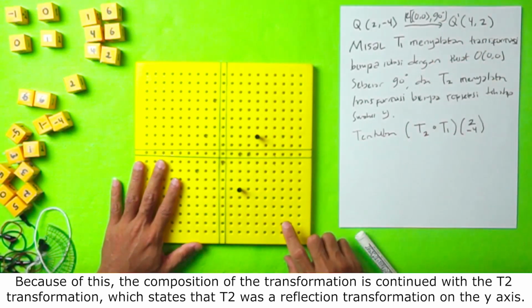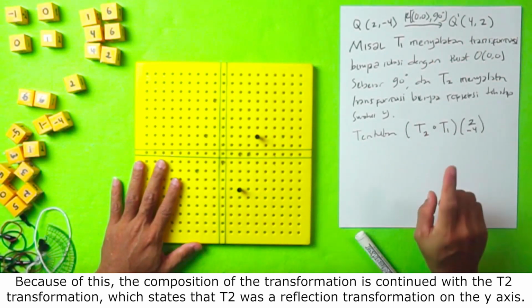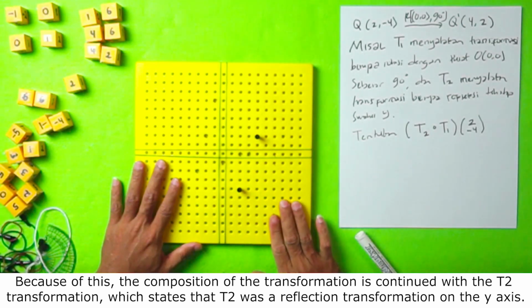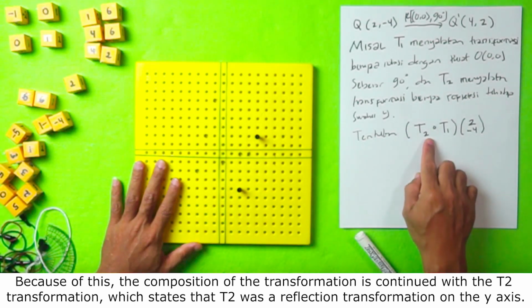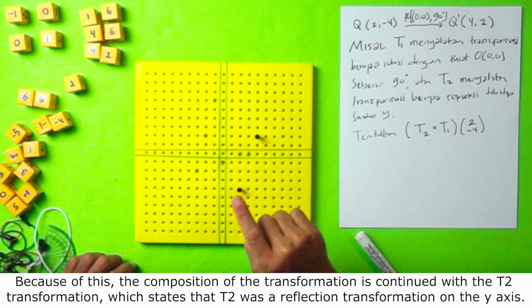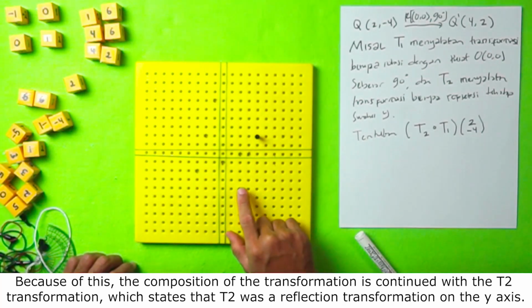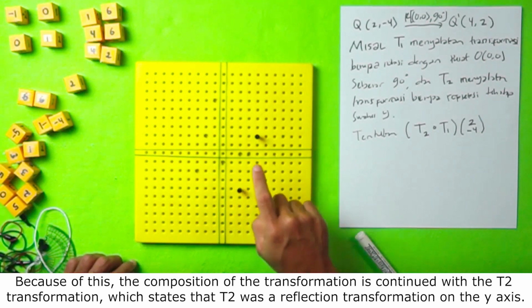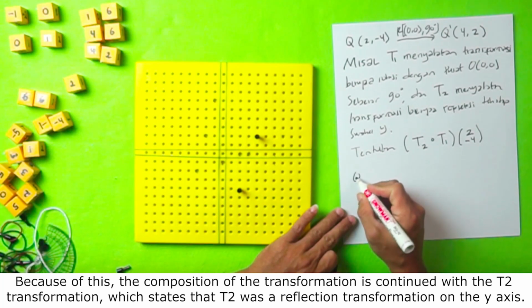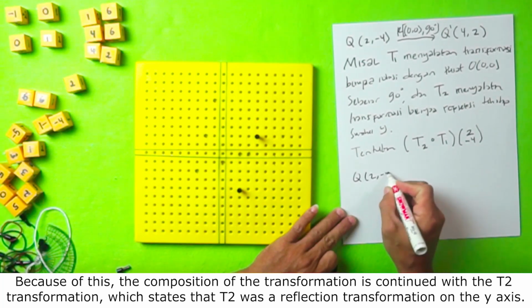Tapi ini belum selesai karena baru yang kita lakukan adalah baru T1. Karena ini komposisi transformasi dilanjutkan dengan transformasi T2 ya, yang menyatakan tadi T2 itu transformasi berupa refleksi terhadap sumbu Y. Sekarang yang direfleksikan bukan lagi titik asal Q, tetapi titik Q aksen. Saya tulis ulang 2,-4.